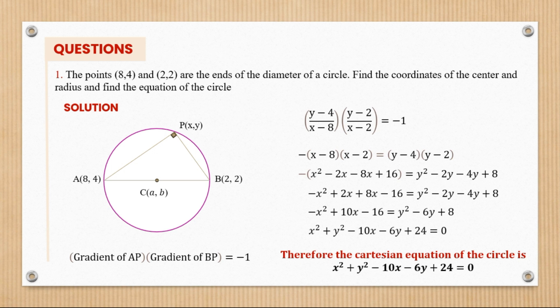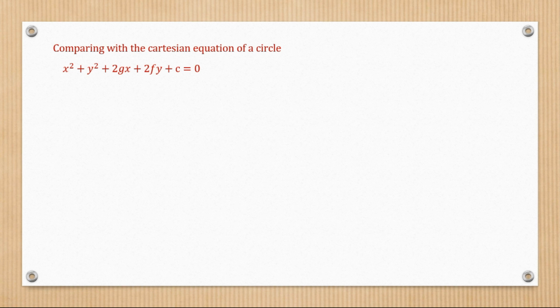Now they have told us to find the coordinates of the center and radius also. So that means we'll have to first find those also. So how do we find those? We're going to compare with the general Cartesian equation of a circle. So this is the Cartesian equation of a circle.